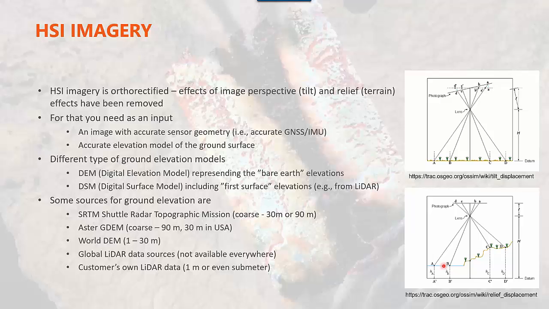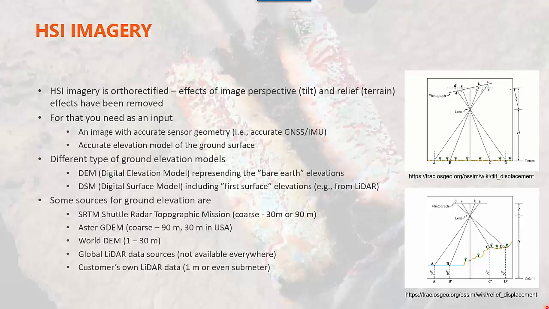In order to do that, you need to have as an input an image with very accurate sensor geometry, which means an accurate GNSS IMU unit. You also need an accurate elevation model of the ground surface. Different types of ground elevation models are, for example, the digital elevation model, which represents the bare earth elevations. Then there's a DSM, the digital surface model, which includes the first surface elevations. This is typically coming from LiDAR. We'll discuss a bit more about that on coming slides.